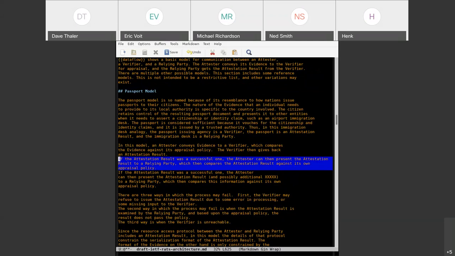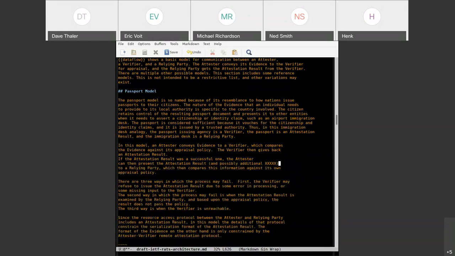What was the word that you want to use here instead of evidence? I think it's correct to use claims. It may also be correct to say other information. I thought claims were, well, let me ask a question about claims. If you have fields in TLS that are not part of the payload, would you still call those claims?